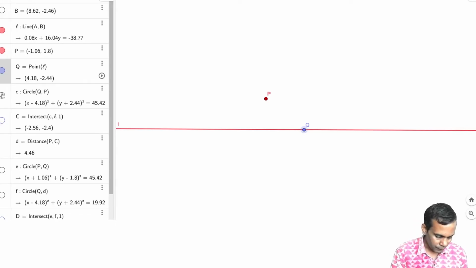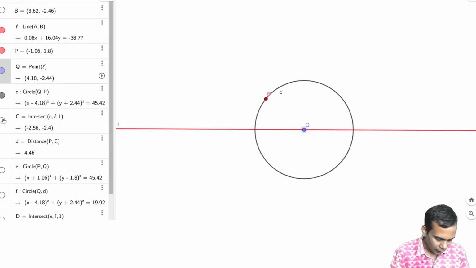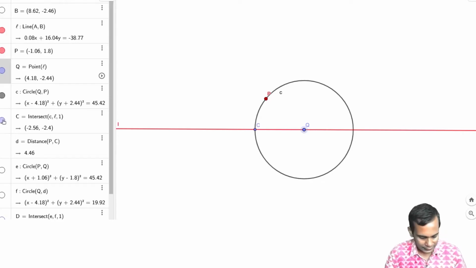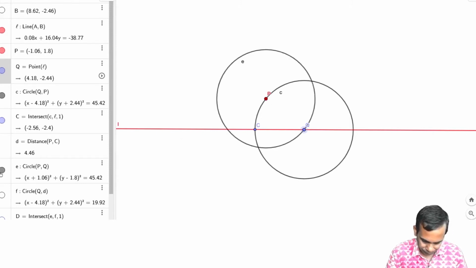The first step, you draw a circle with center at Q and passing through P. Now you mark as C the intersection of this circle with the line L. Now let D be the distance between the point P and C. So this distance, we are calling it D. And let E be a circle passing through P with center Q.